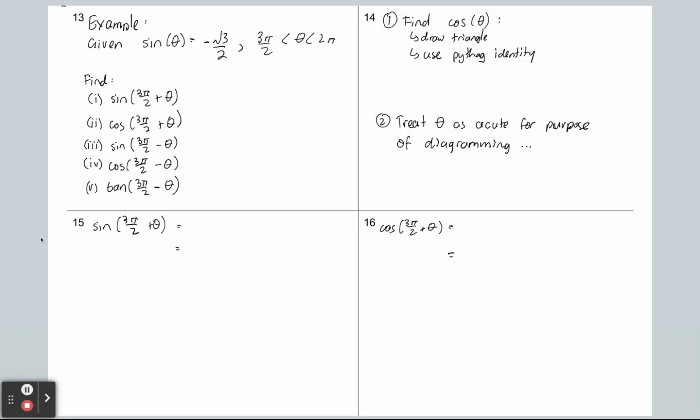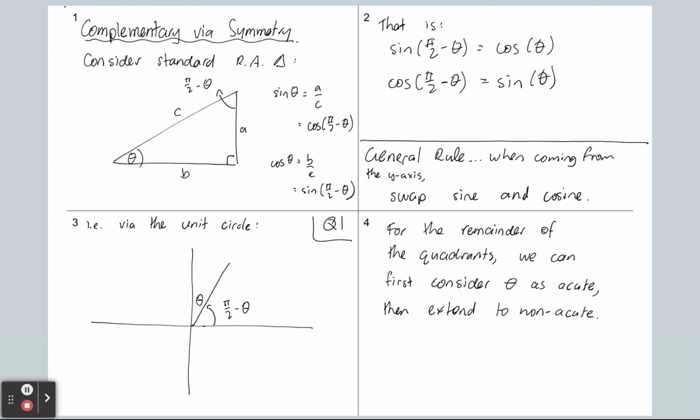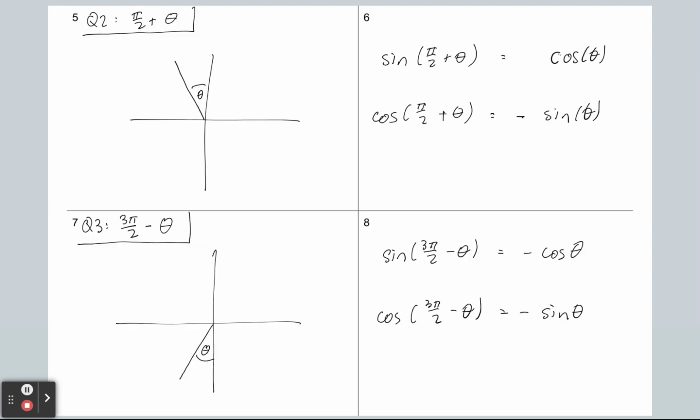In the previous little lesson, we had a look at complementary angles and the symmetry properties therein. And we came up with 6 different symmetry properties. We came up with this pair here, we came up with this pair here, and we came up with this pair here.